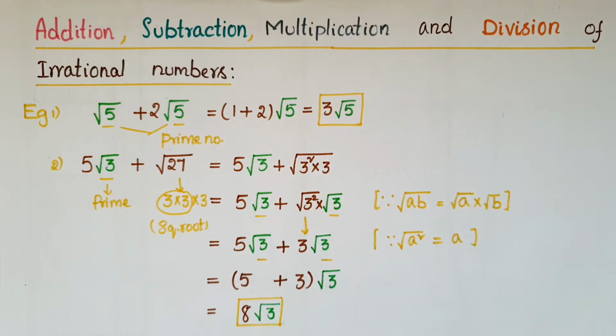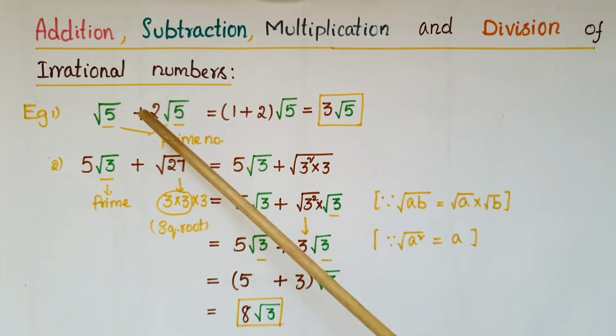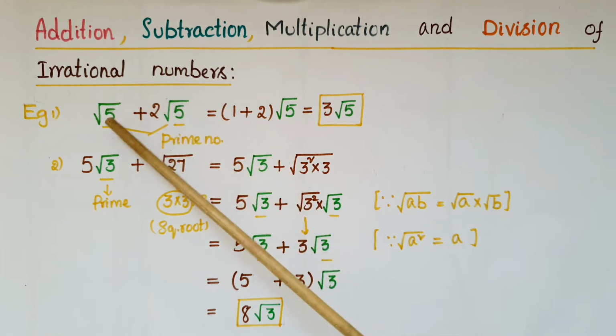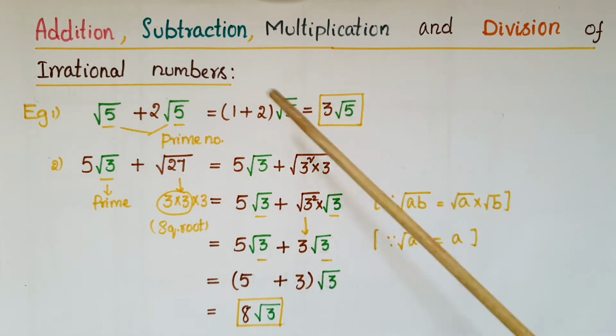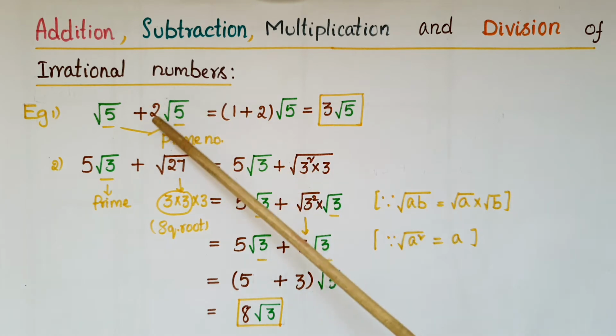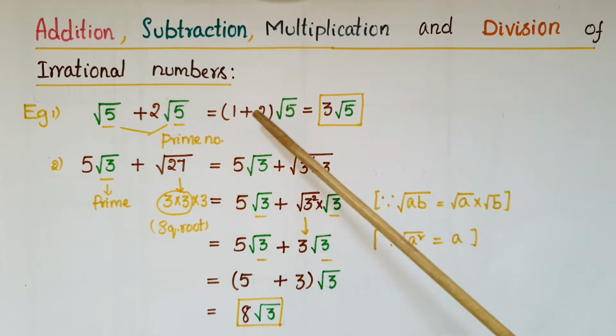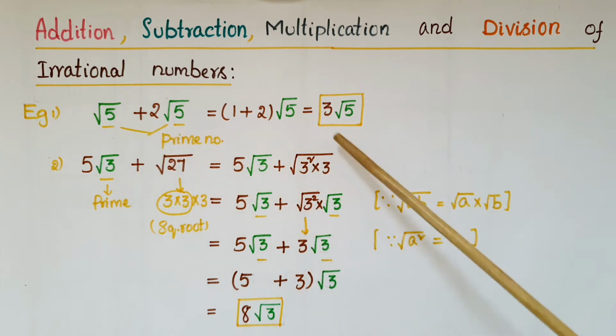Hello everyone. Today I am going to tell addition, subtraction, multiplication and division of irrational numbers. For example, if we want to add root 5 with 2 root 5, then root 5 plus 2 root 5 is equal to, here root 5 is an irrational number and it is common in these two numbers. So take out root 5 into 1 plus 2, that is 3. 1 plus 2 is 3, so 3 root 5. So root 5 plus 2 root 5 is equal to 3 root 5.